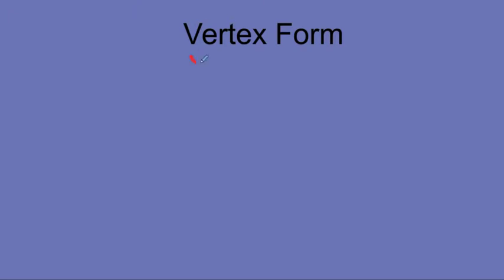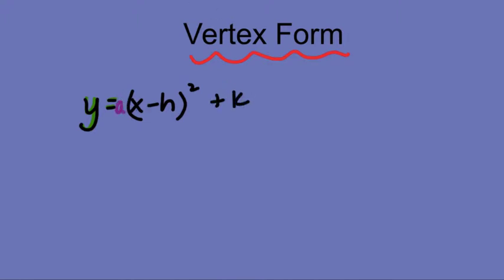But then we have vertex form. So vertex form is a little bit different. Vertex form is y equals (x minus h) squared plus k. And yeah, I could have an a in front of here too. If a is positive, the graph opens up, and if a is negative, then it's going to open down.